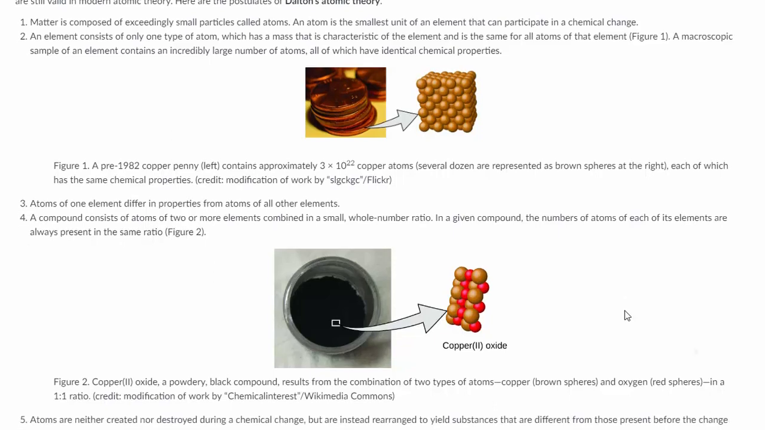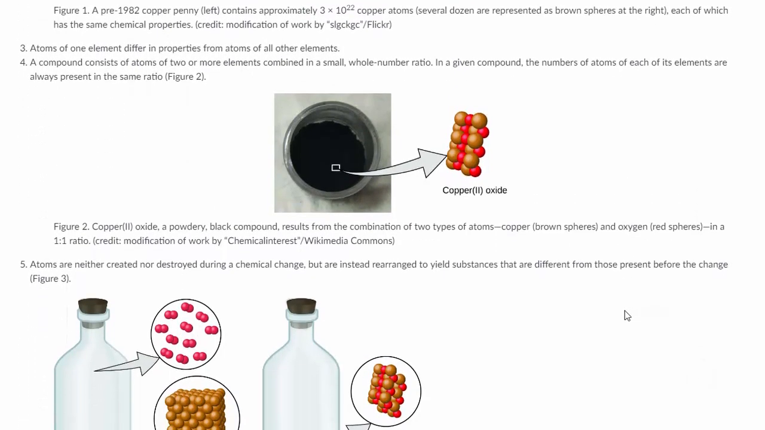Number 4, a compound consists of atoms of two or more elements that are combined in a small whole number ratio. And in a compound, the number of atoms of each of the elements is always present in the same ratio. This is going to lead us to the law of constant proportions.